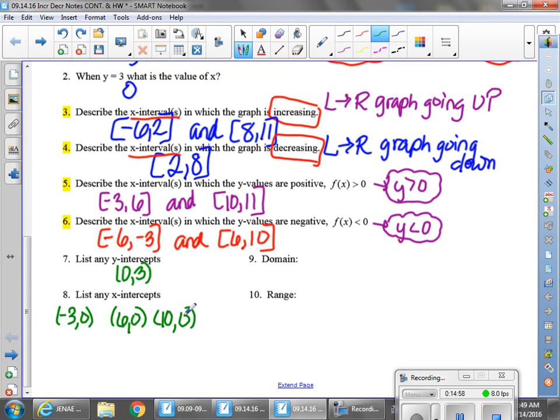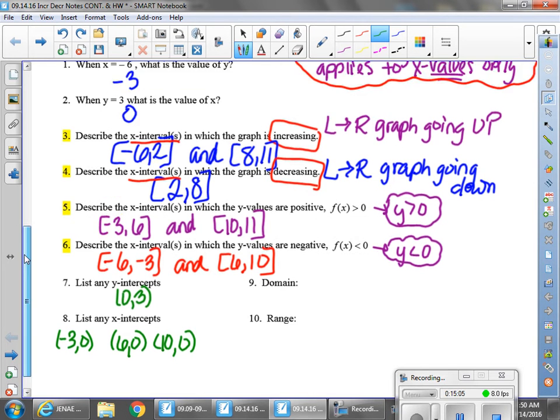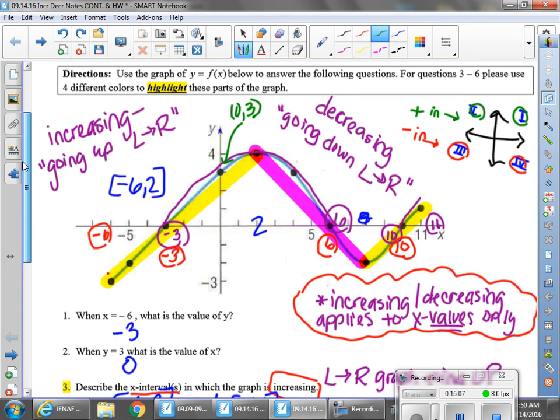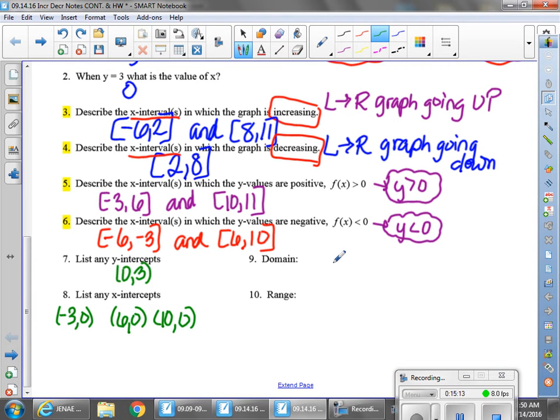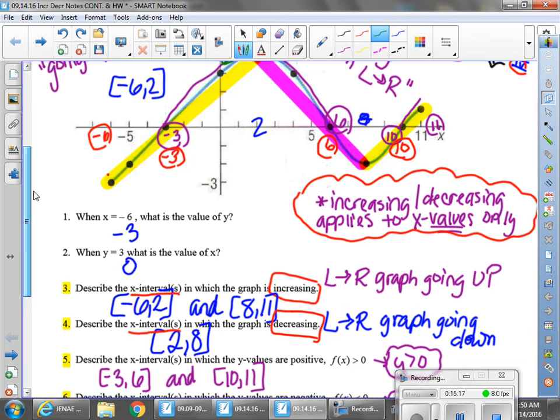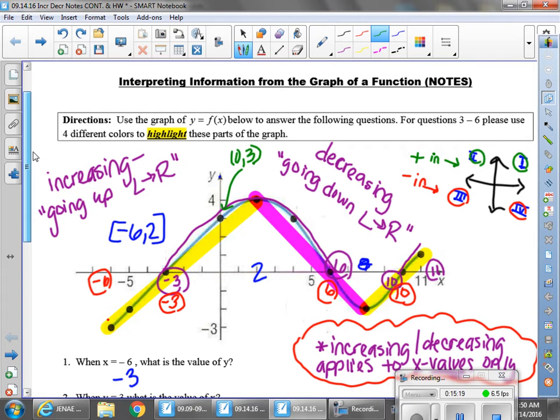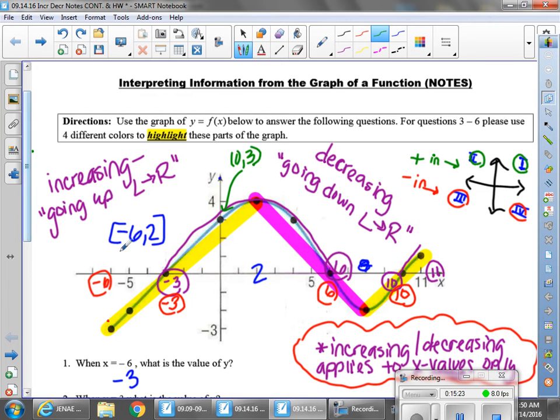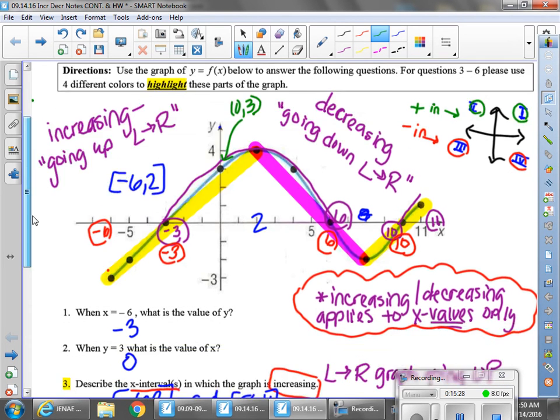And now take a giant step back and just look at the whole graph. What's my domain and range? -6 to 11. And my range? -3. -3 to 4. Good job. We're done with this.